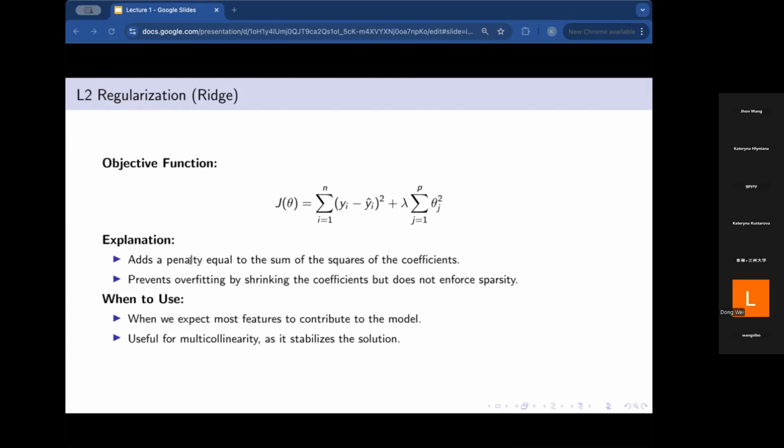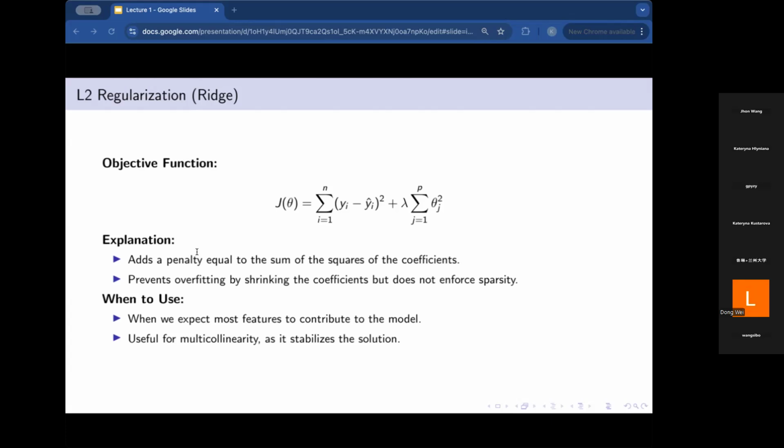Here, the cost function consists of two components. The first term is the empirical risk, measuring the prediction error. And the second term is the regularization term, which adds a penalty equal to the sum of the squares of the coefficients. And the parameter controls the strength of this penalty.